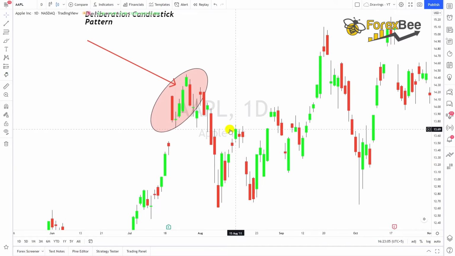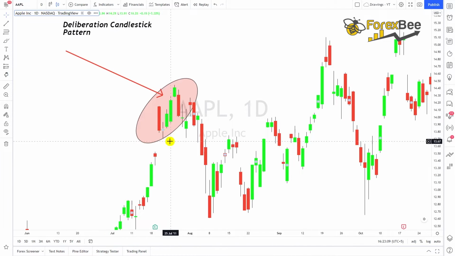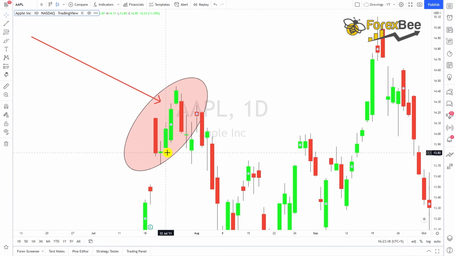So in the stock of Apple at 1-day time frame, I can detect the deliberation candlestick pattern here, because we can see the first candle is a long bodied bullish candle, and it has a long body but small shadows. The second candle is opening above the opening of the first candle, and it is closing above the high. Okay, so our second rule is also being fulfilled.